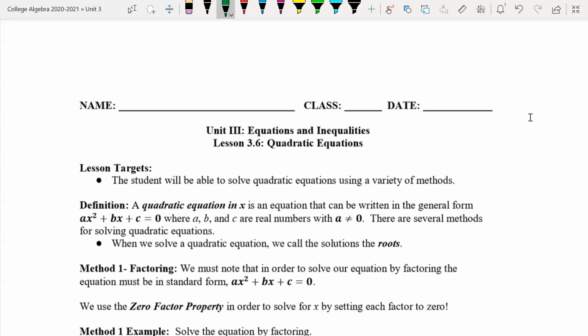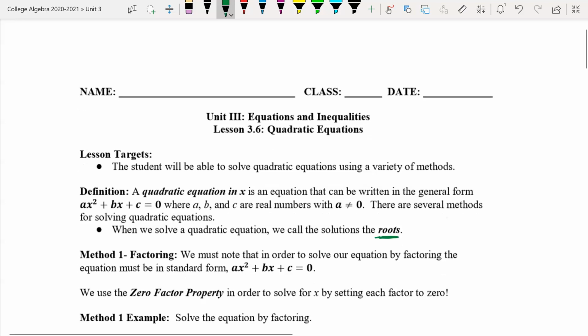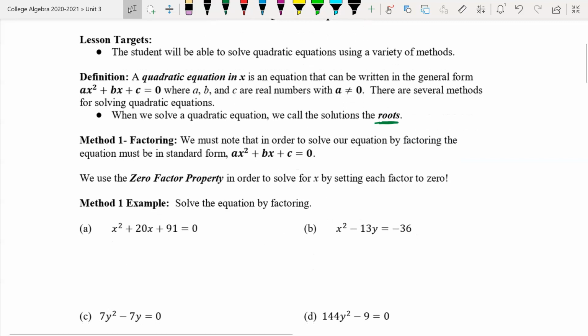So there are several methods. We call these solutions roots, is the big thing. So if they say they want the roots, they just want the answer. So method one, the easiest way, and usually on the homework it'll tell you what method to use. So the first one's factoring.